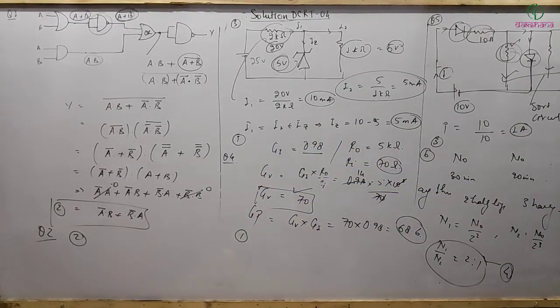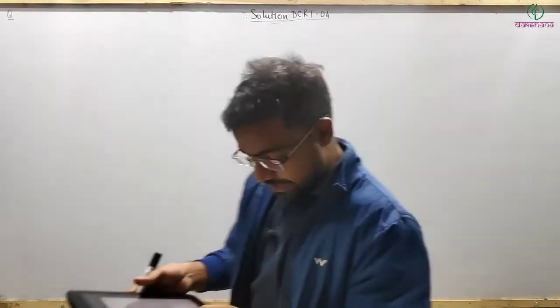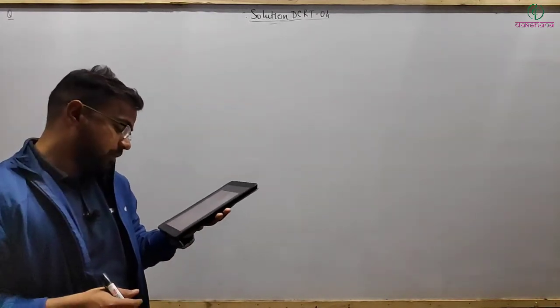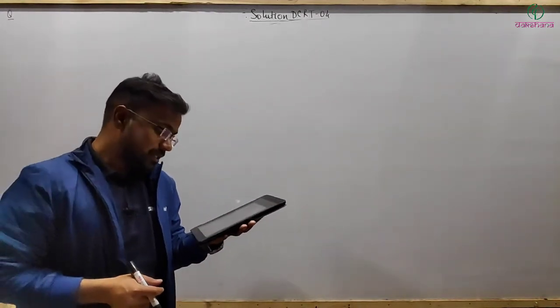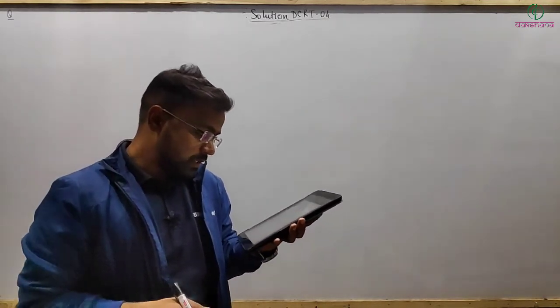Next, question number 7. Let me raise the board. Okay, so next question number 7. 200 mega electron volt of energy can be obtained per fission in a reactor generating 1000 kilowatt. Find the number of nuclei undergoing fission per second.